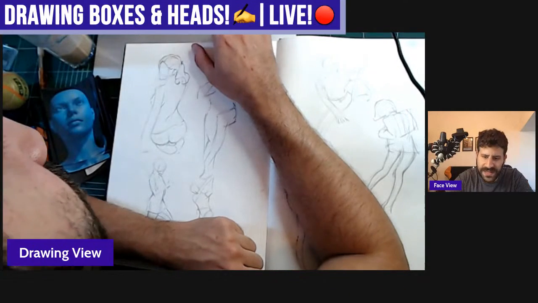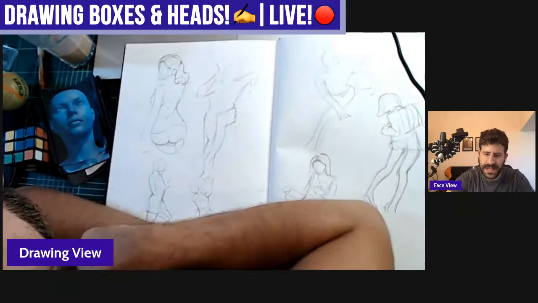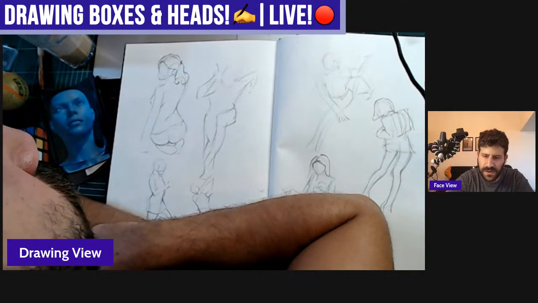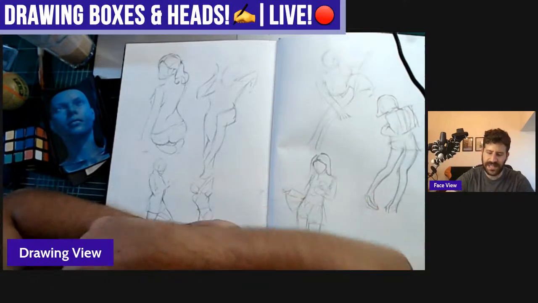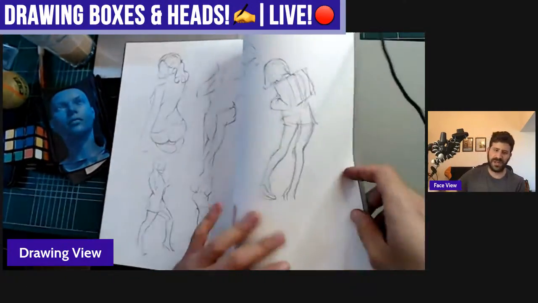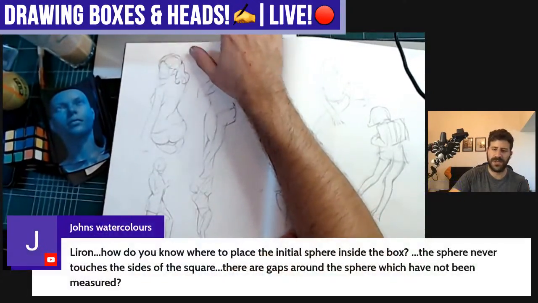Liron, how do you know where to place the initial sphere inside a box? The sphere never touches the sides of the square. There are gaps around the sphere which have not been measured. Yeah, I'll explain it in just a second, John. I'm going to put it on the screen because it's a great question. I'll show you.